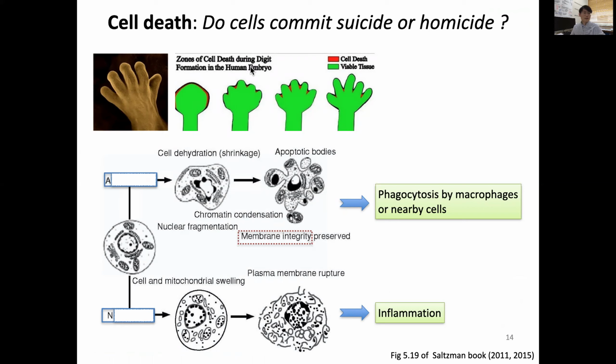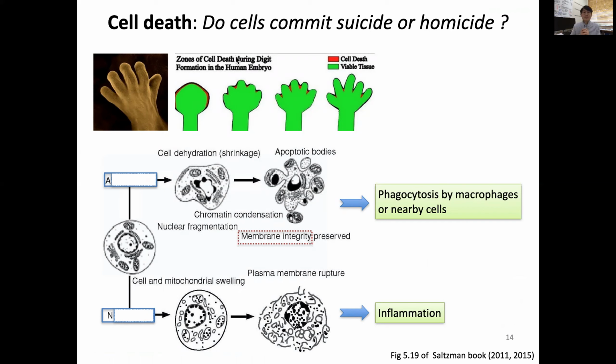Another aspect of a cell is not only proliferating, but also cell death. That part is also very important for us to understand. And do cells commit suicide or homicide? That's how I put it.